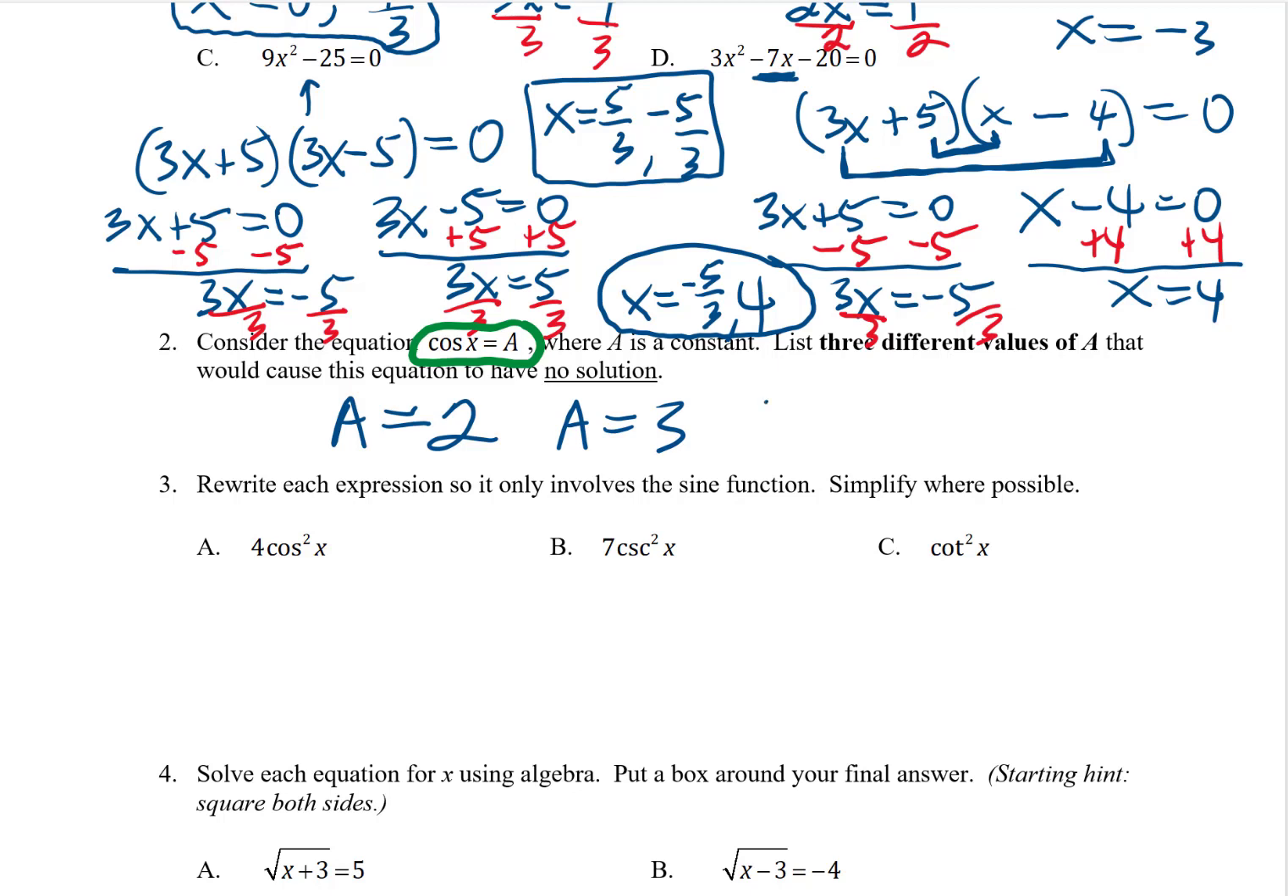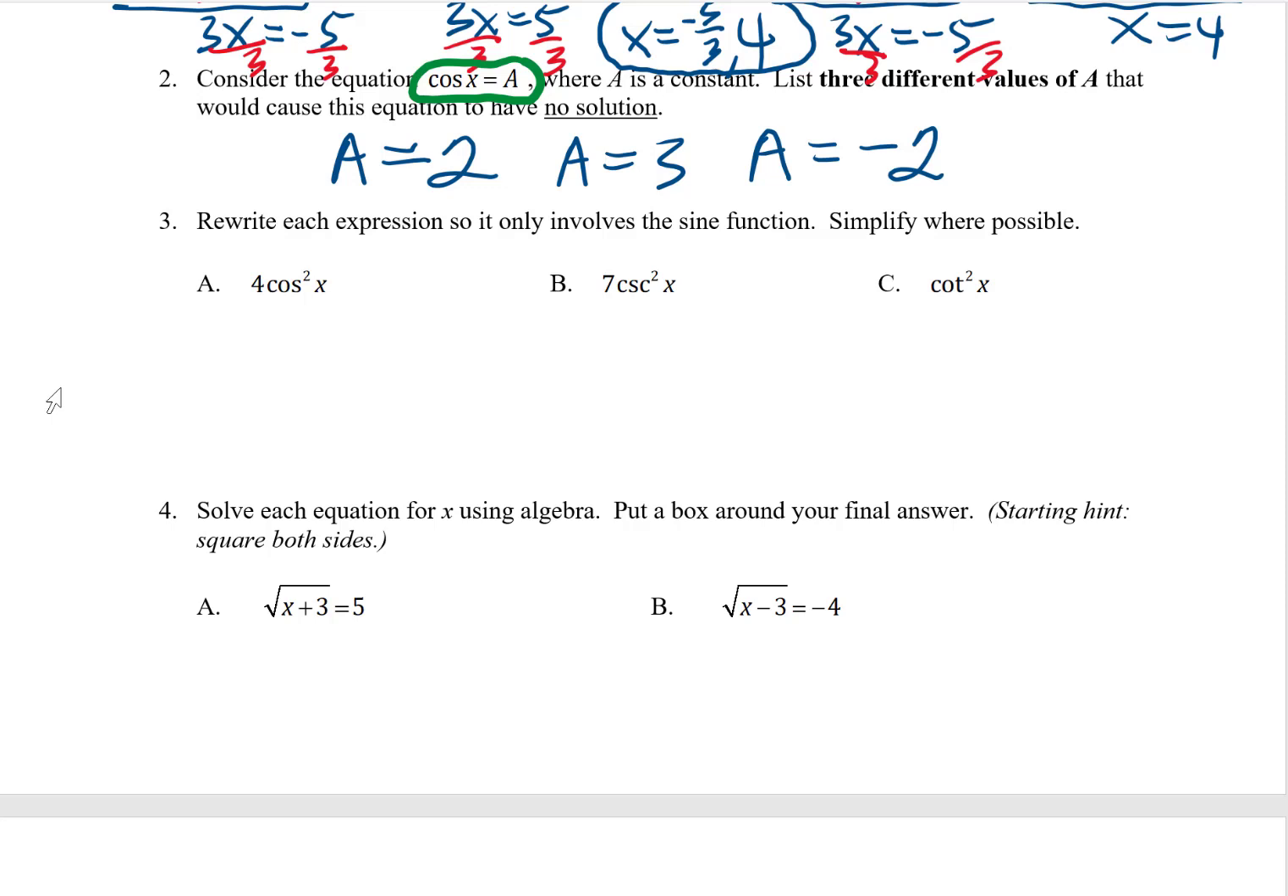Or I could use a number smaller than negative 1. Right? Negative 1 is the smallest cosine ratio, so negative 2, for example, would be impossible. There's tons and tons of numbers we could choose there. Anything outside of negative 1 to positive 1.